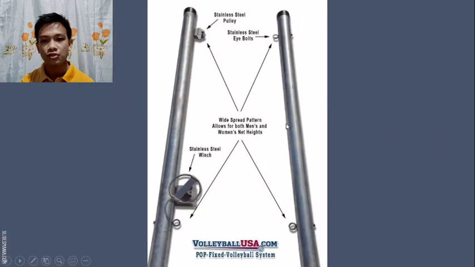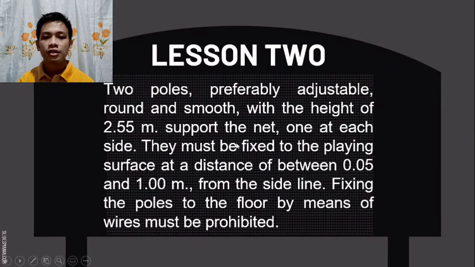Poles, we have two. Stainless. Yan. Two poles, preferably adjustable, round and smooth with the height of 2.55 meters support the net, one at each side. So, ito yung supporting pole para makatayo, or I mean, para ma-stretch yung net natin.